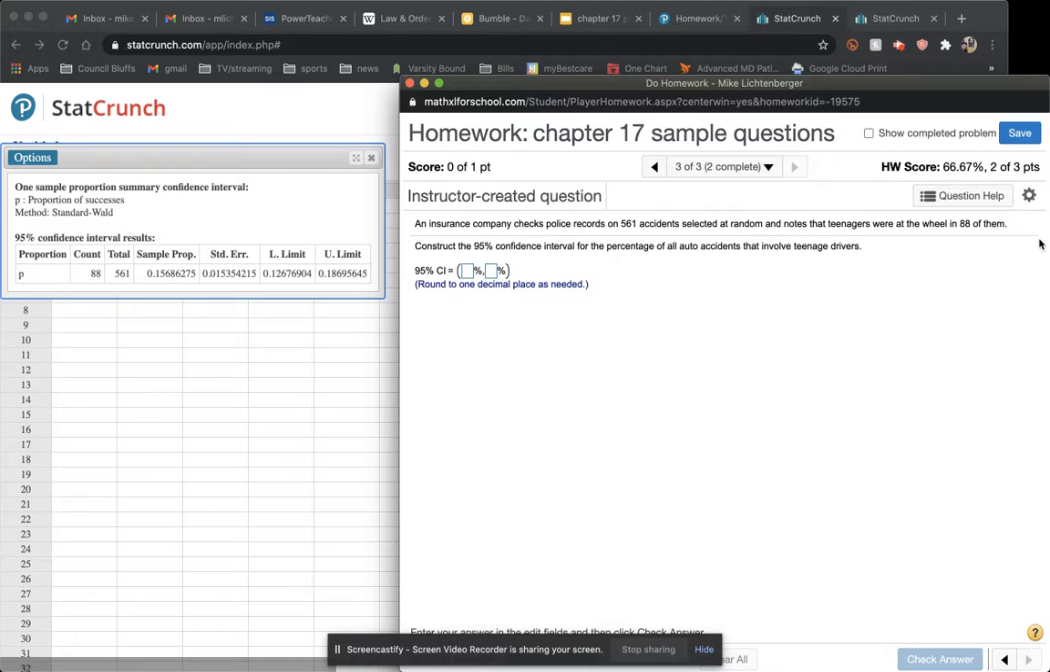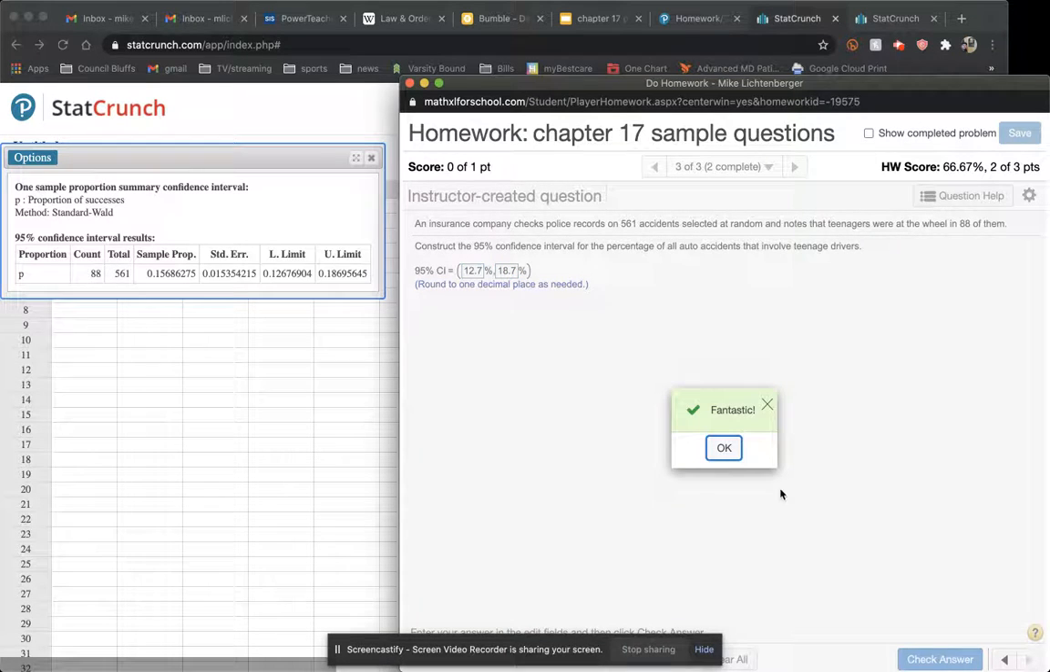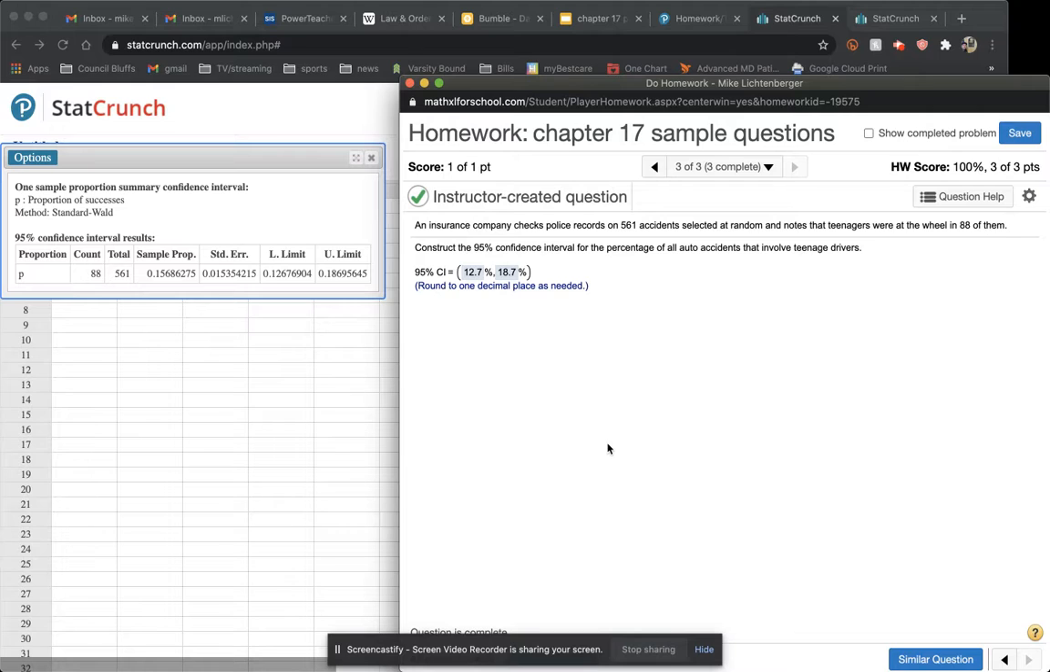So again, we're going to convert it to a percent this time and then round it to 1. So the lower limit is going to be 12.7%. And the upper limit is going to be 18.7%. And that is it for your Chapter 7 sample Math Excel question.